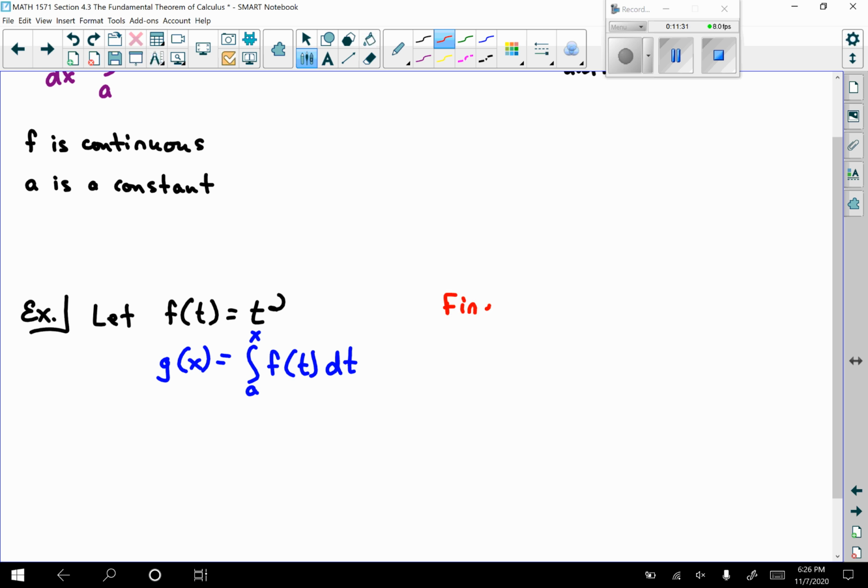All right, so we are going to find g prime of x. Let's start with this first, though. Let's say g of x is equal to the integral from a to x of t squared. So instead of f of t, I'm actually going to put the t squared in here, dt. So let's go ahead and evaluate this or figure this out.